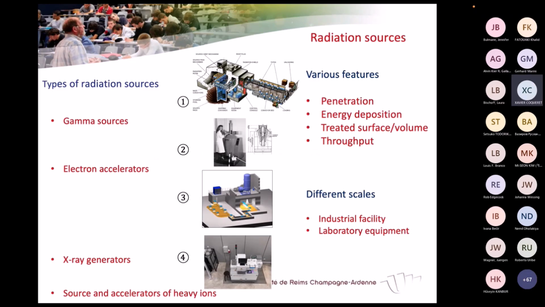You have, on sketch number 1, a typical artist view of a cobalt-60 gamma facility, which includes a large number of cobalt sources, which are stored in a water pool at the center of the facility.